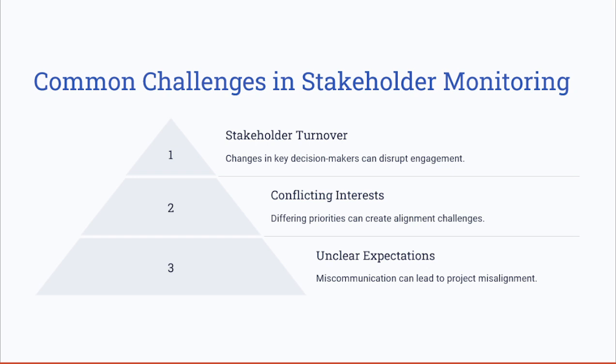The third challenge we have is unclear expectations. One of the root causes where the stakeholders have no clear expectations is miscommunication, which can lead to project misalignment. So it's very important to keep the stakeholders aligned with the project goals, to establish a clear vision, a clear mission, and clear goals for these stakeholders, and to set realistic expectations from the start to avoid miscommunication or misalignment later within your project.